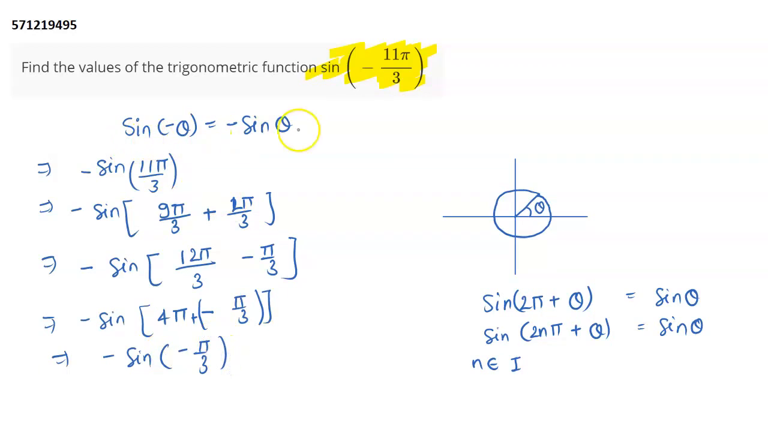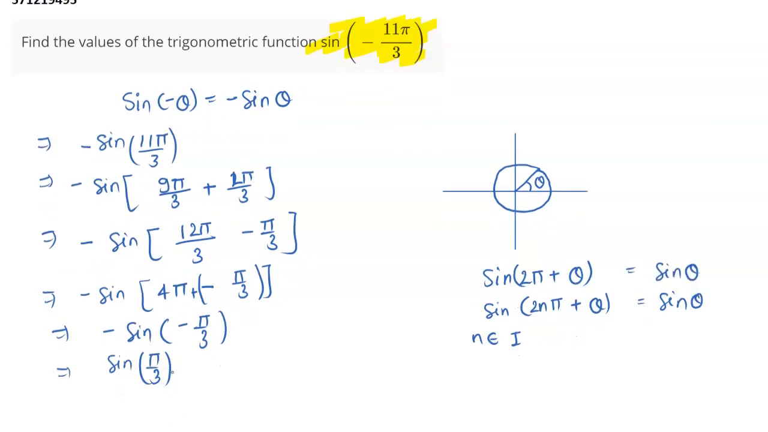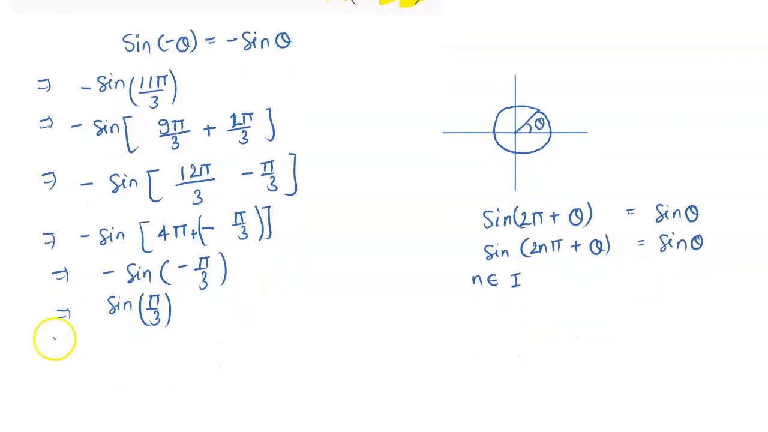Now again, using this formula, I can take the minus outside, so it becomes plus sine pi by 3. Now it is a value that we are all familiar with. What is this value? It is nothing but root 3 by 2. And this is our final solution.